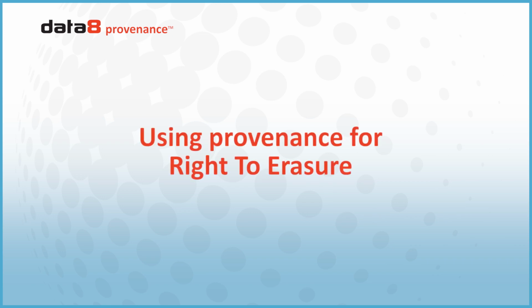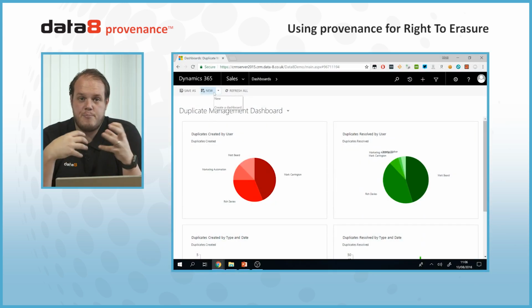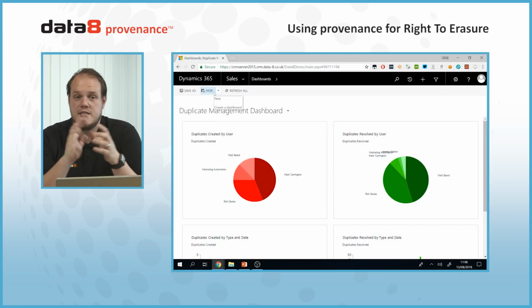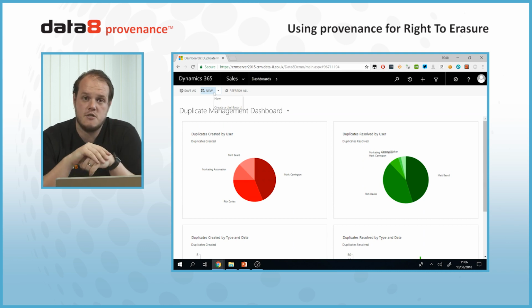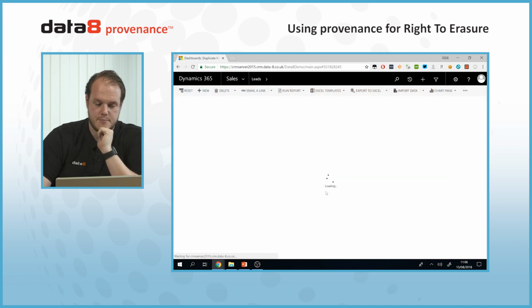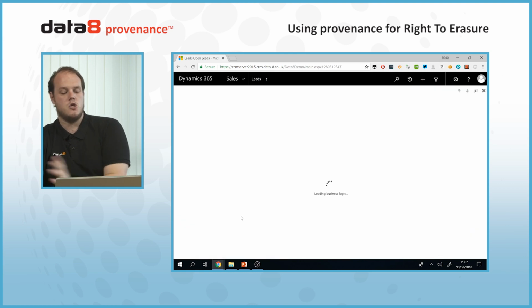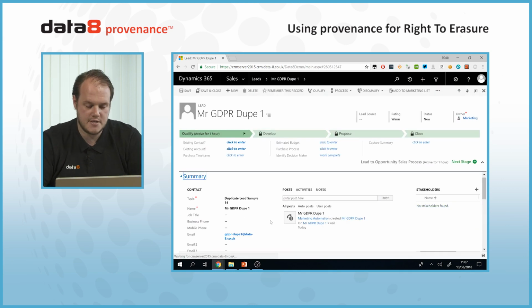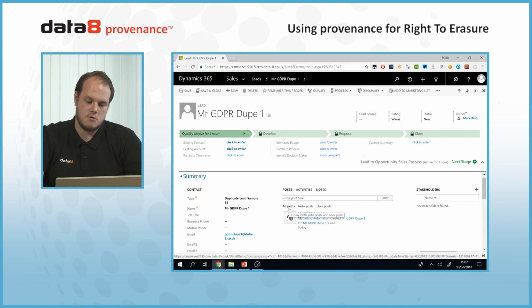So actually putting this in the system is nice and easy. We've set it up with a couple of demos here so we can show it in the system. So I'm going to take a look at a lead, for example. I'm going to go to dupe1, this wonderfully named lead that's in the system. Copy that for later. So this person has invoked their right to erasure.